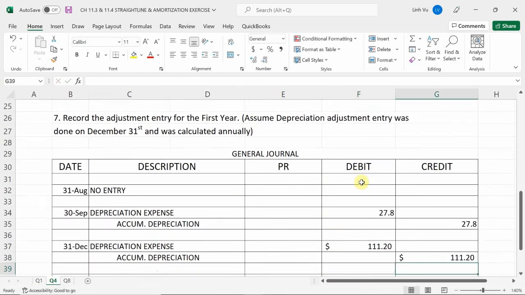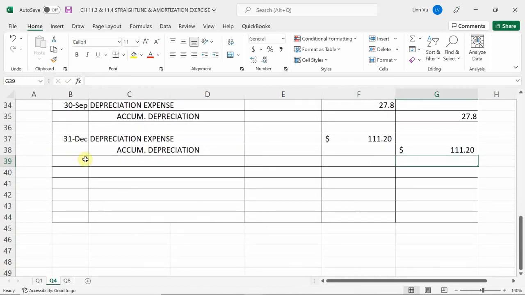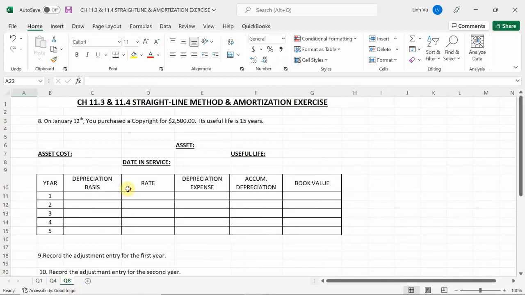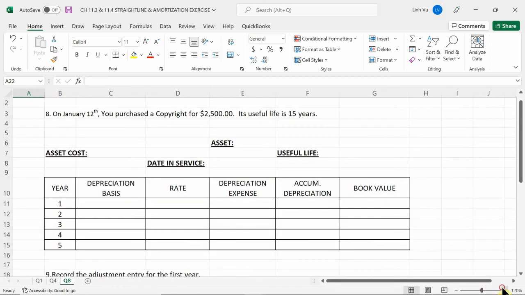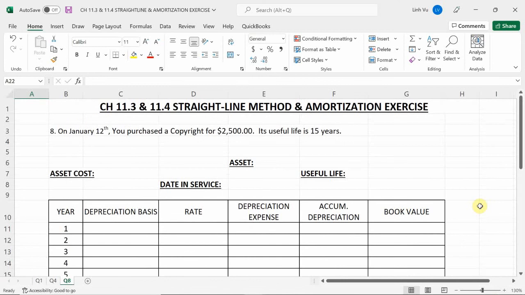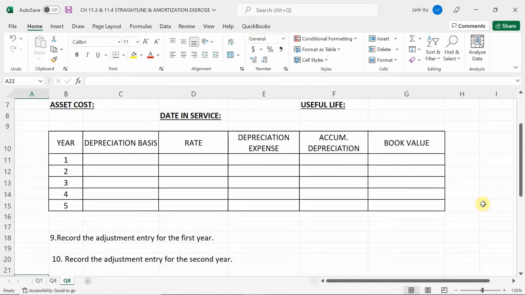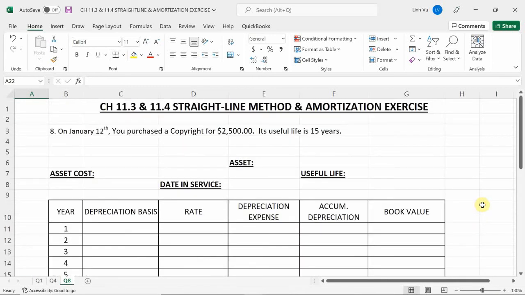Okay. All right. So the last question for this is going to be question number 8. We're going to practice an amortization question. Again, I'm not going to make you do all 15 years, I'm just going to make you do the first 5. So in this case, we're going to be amortizing. On January 12th, you decide to purchase a copyright for $2,500 and its estimated useful life is 15 years. So let's identify our variables.